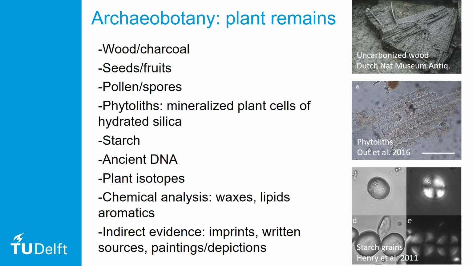Another way in is chemical characterization. When you have a residue of something amorphous that you cannot morphologically identify, you can use gas chromatography and mass spectrometry, or something that's called proteomics. And this allows you to identify waxes, lipids, and aromatics. And some of these can be species or genus specific. And of course, there is ancient DNA analysis.